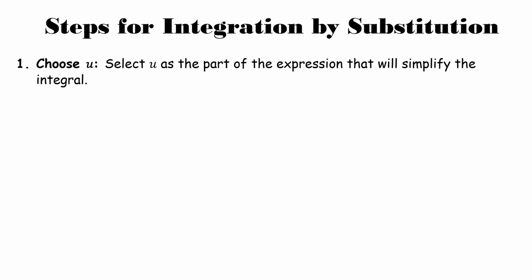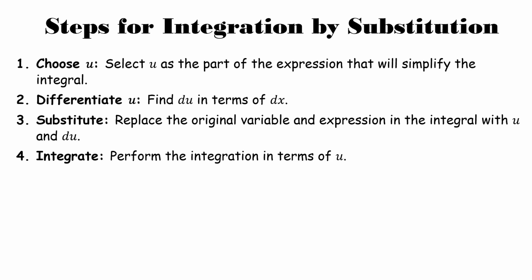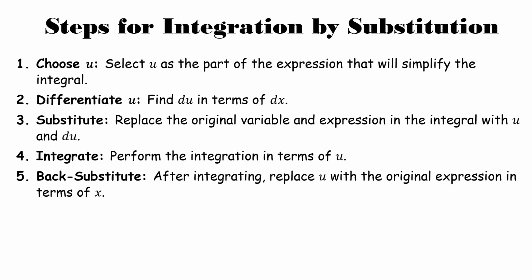Okay, so our steps for integration by substitution are: choose your u, so select u as the part of the expression that will simplify the integral. Differentiate u, so find du in terms of dx. Substitute, so replace the original variable and expression in the integral with u and du. Integrate, so now that we have something that's much simpler, we perform that integration. And then back substitute, so after integration you go back and replace u with what you had originally.